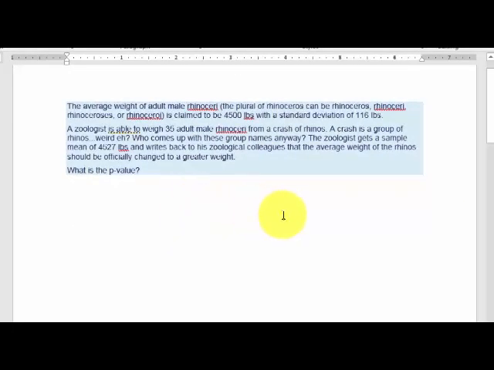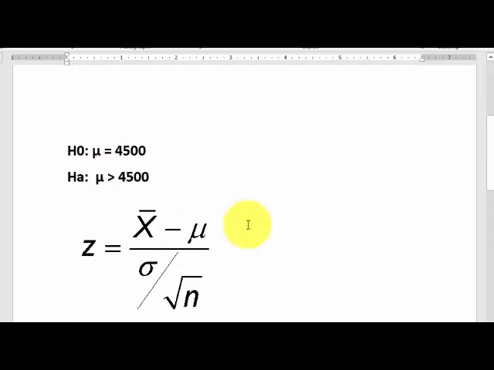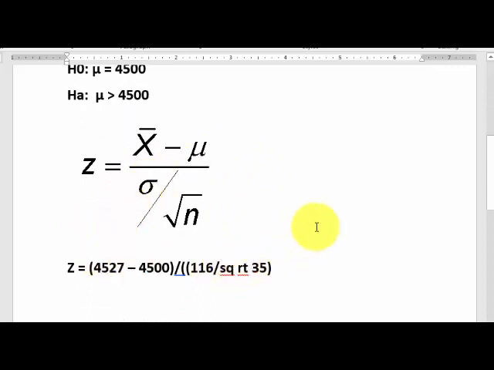But let's go ahead and run through this. So the null is that the rhinoceri weigh 4,500. The alternative is that it's greater than. We're going to go ahead and run it through the Z formula. I filled in all the blanks.